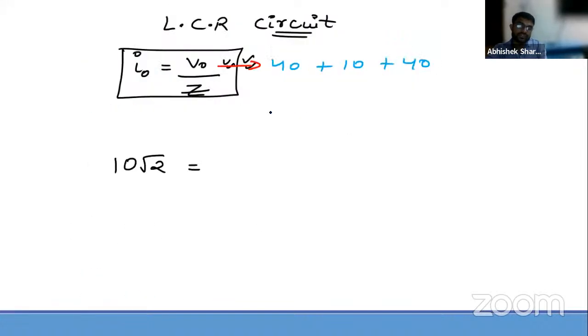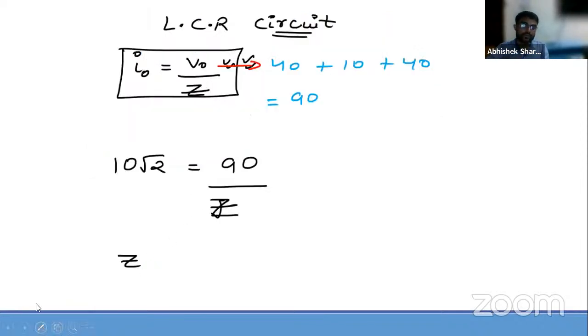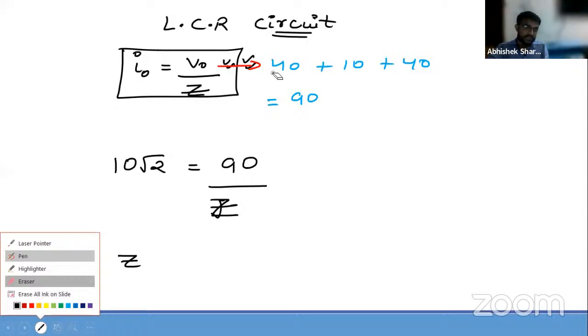Total answer will be what? Total answer will be 80 plus 10, that is 90 volt. Okay. So here we'll write 90 upon impedance. This is our impedance. So from this, hold on students, there is some error here. We can't add directly here. So what we need to do, we need to change something.